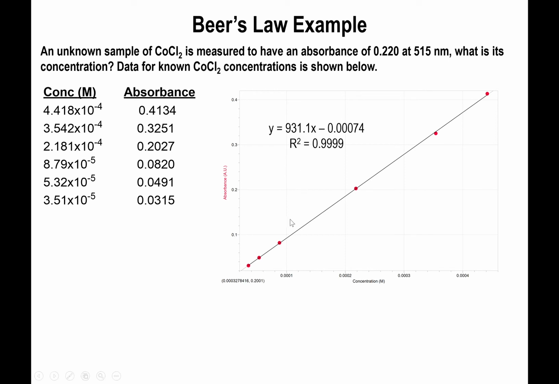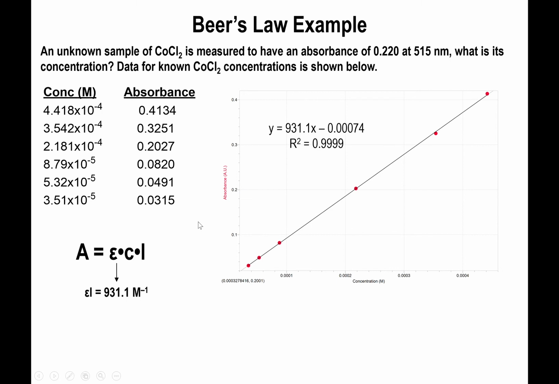But what's going to happen is that when you do make plots of the Beer-Lambert law, you will have a y-intercept, and you will need to use that linear fit equation altogether to solve for Beer-Lambert plot problems. But one thing that we know is that absorbance equals epsilon times C times L, where C is the concentration. This also means that epsilon and L represent the slope of this line. And right now, based on the equation, we know that the slope is 931.1. So epsilon times L has to equal 931.1.